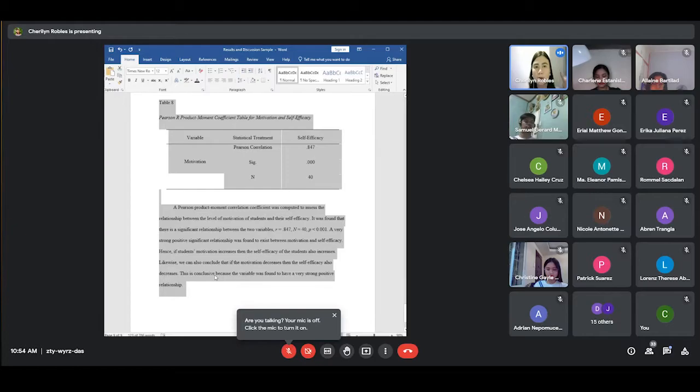The first table, frequency and percentage distribution of respondents. Second table, presentation of your first variable. Third table, presentation of the second variable. Fourth table, presentation of the two variables. Fifth table is the presentation of the correlation and the hypothesis testing. This one is for correlation and hypothesis testing already.